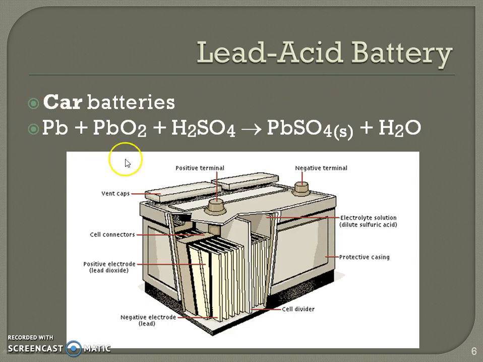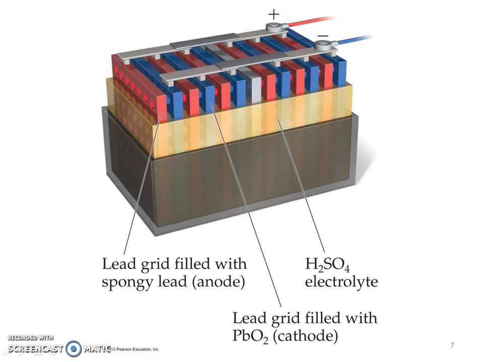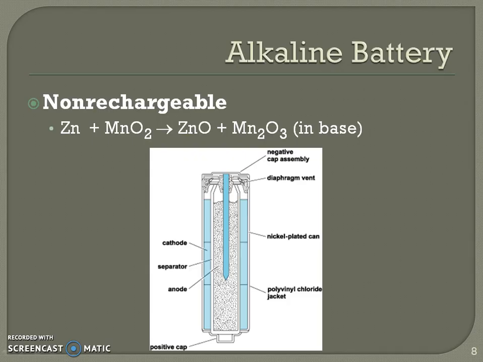A lead acid battery is also known as your car battery. I wanted to show you some pictures and the reactions, again, for those of you who might be going into some electrical work in the future. So here again, why is it a voltaic cell or a galvanic cell? Because you have your anode, where the electrons flow to the cathode, and we have H2SO4, this sulfuric acid, as our salt bridge to kind of get things moving.